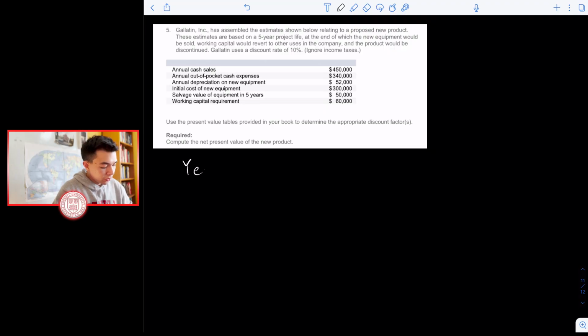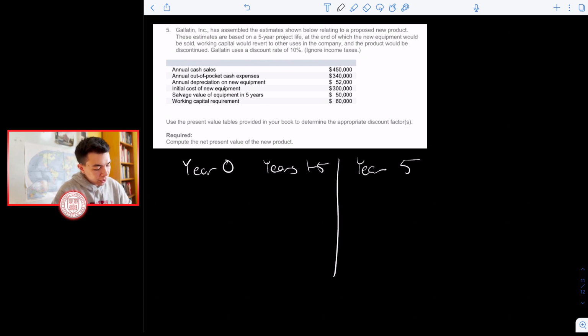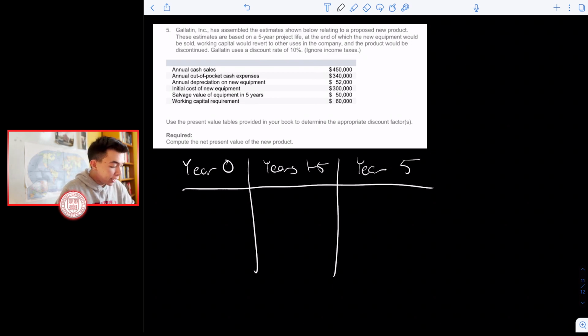So year 0, years 1 through 5, and year 5. I'm going to write that chart. And it tells us here that we have an expense of $340,000, but that is an annual expense. I'm actually going to ignore that at first.